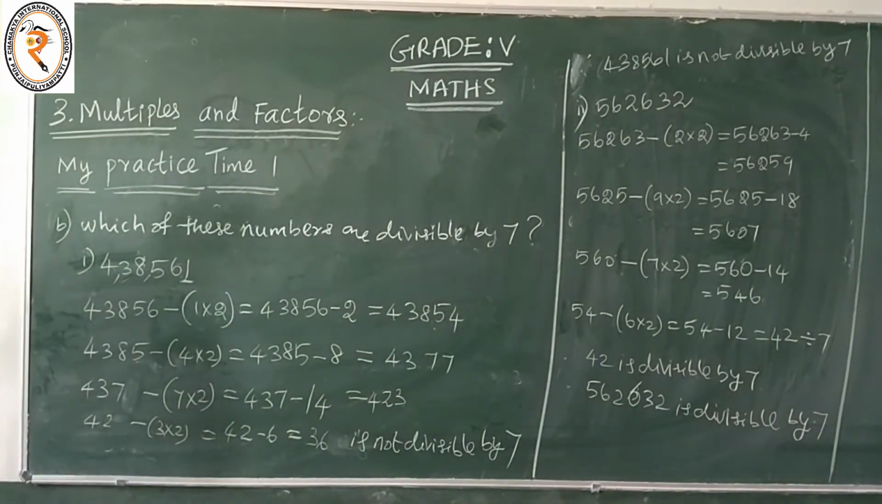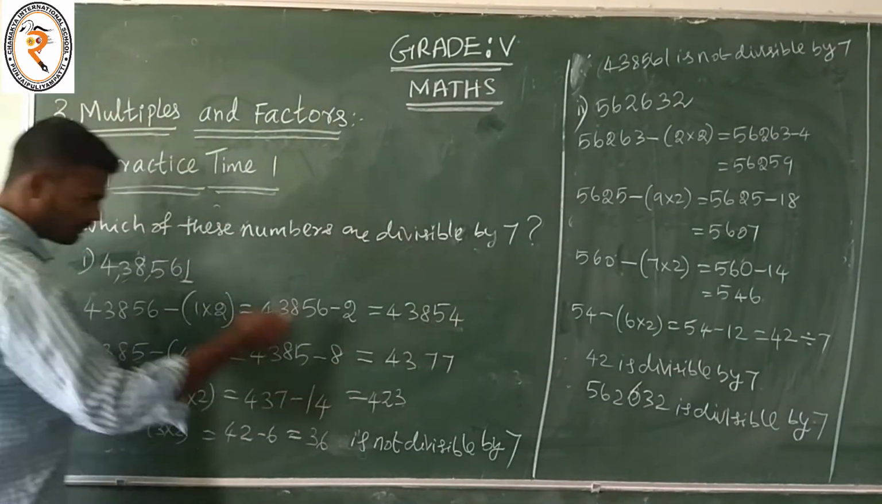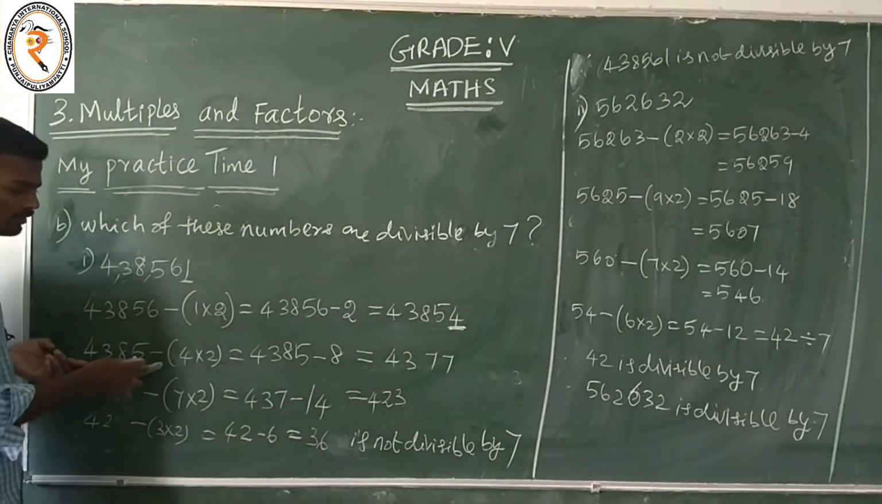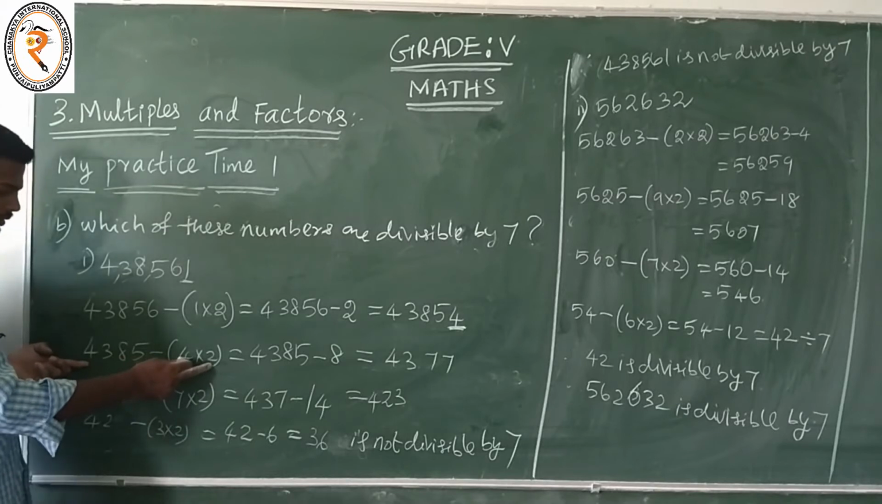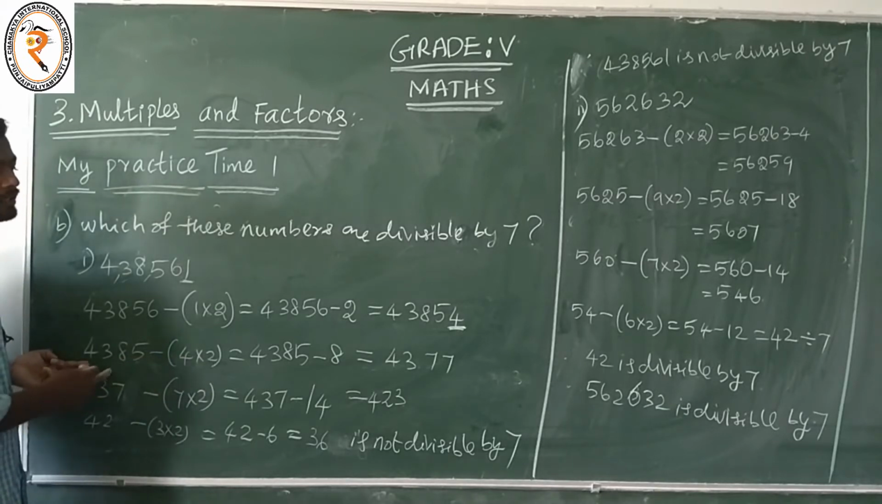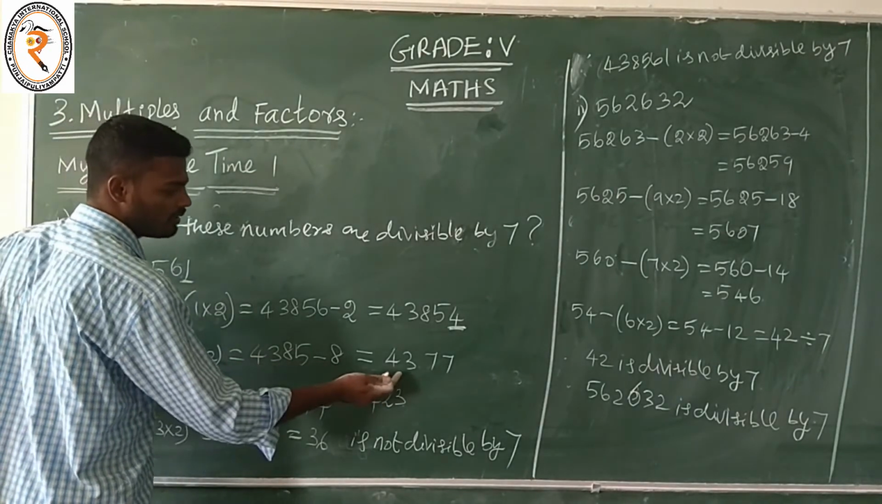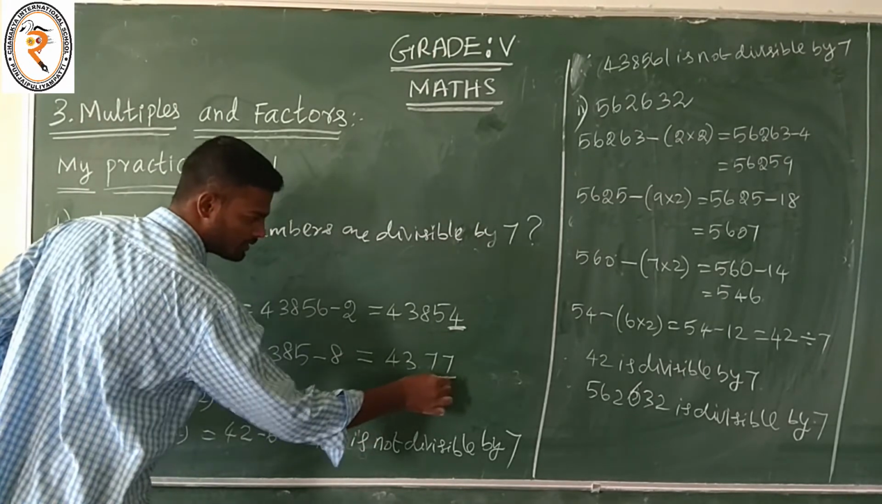43,854. Next, the same number 43,854. The one's digit is 4. 4 is multiplied by 2. We subtract the two numbers. 4 times 2 is 8. The answer after subtracting is 4,377.